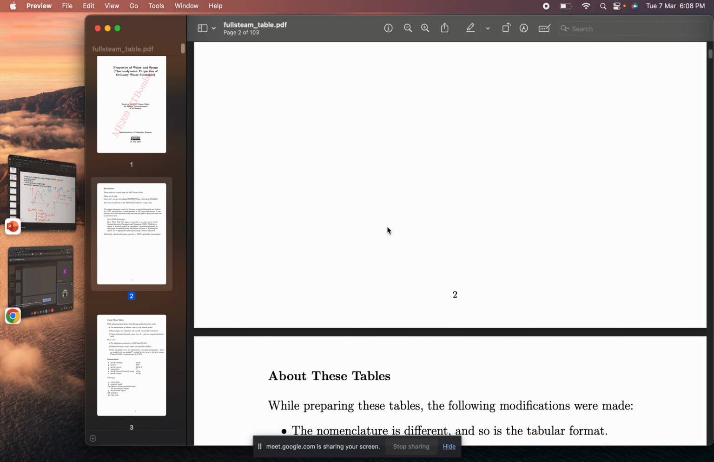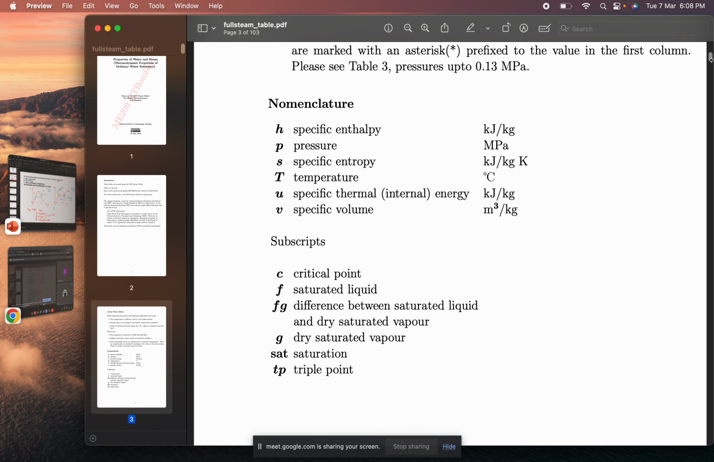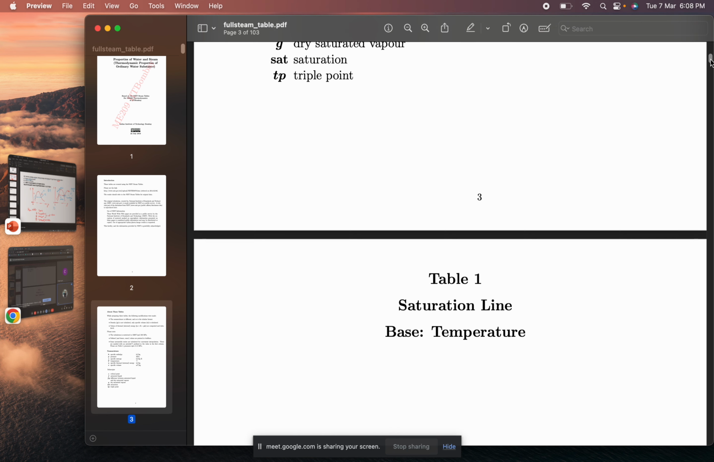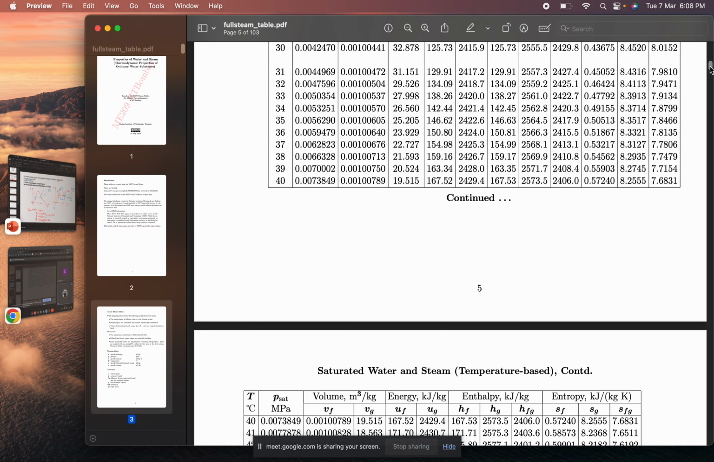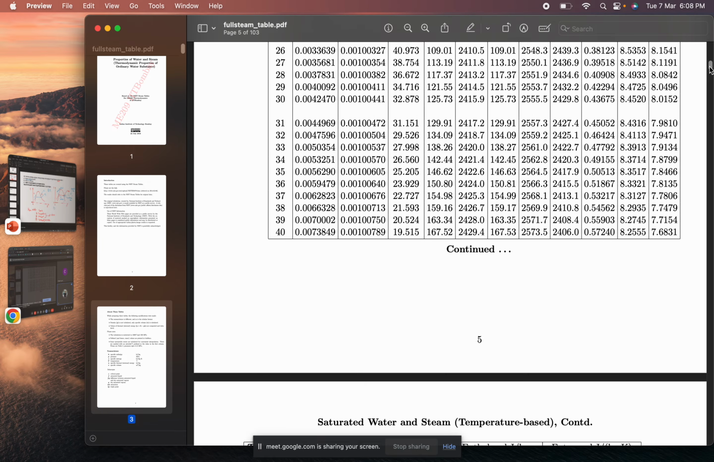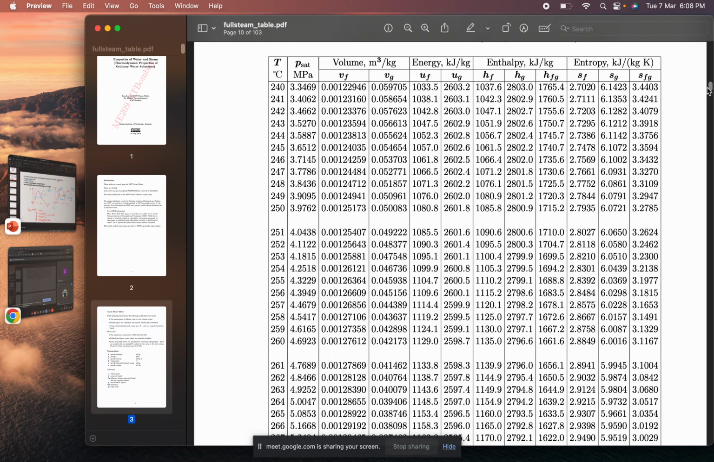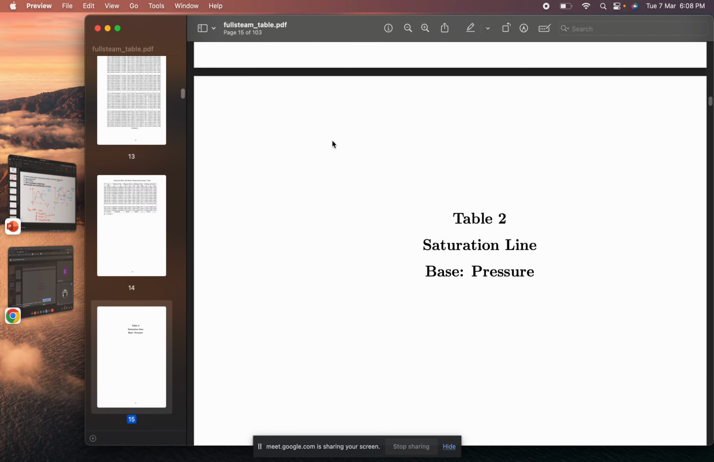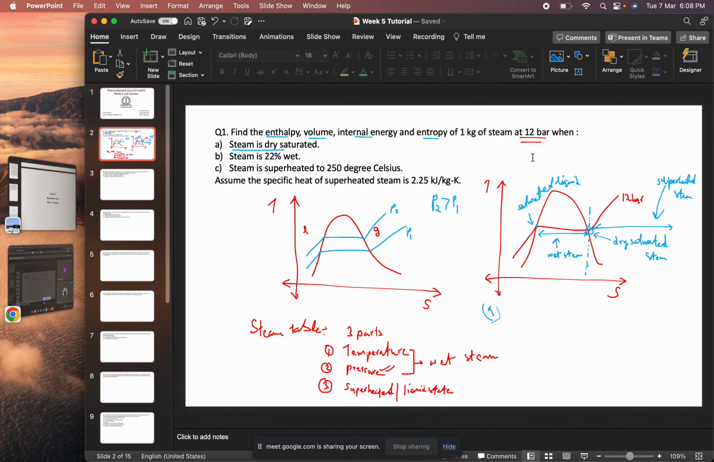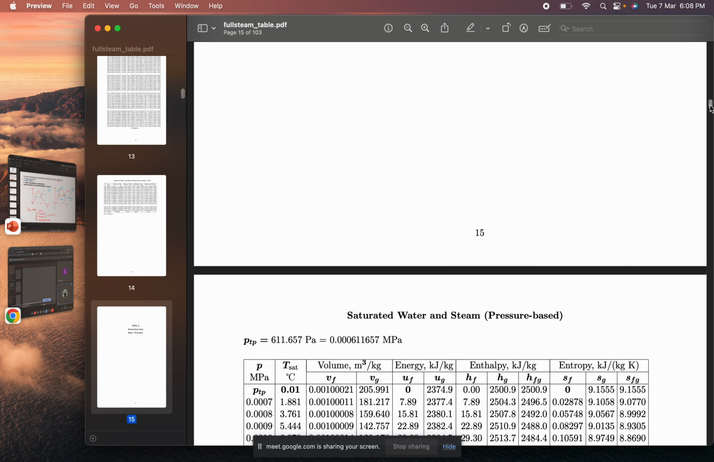So let me open this steam table. You can see this is the first part of the steam table, the temperature-based saturation table. We should not go there because we are provided a pressure value. So we will go to the pressure-based steam table. What pressure is given to us? The pressure is given as 12 bar. Remember, here the pressure values are in megapascal, so 12 bar means 1.2 megapascal.